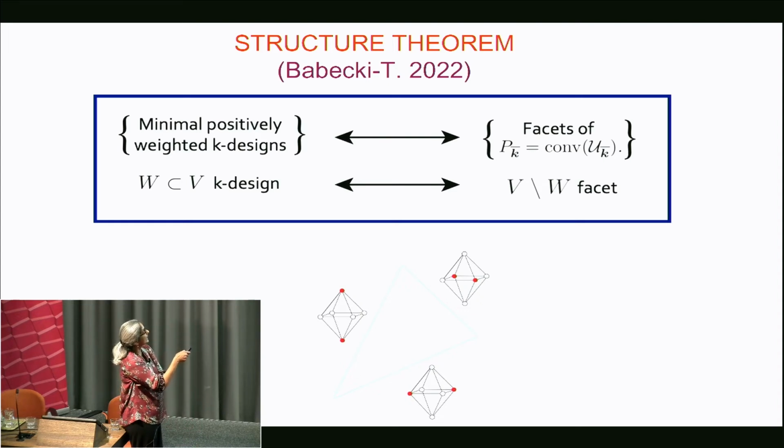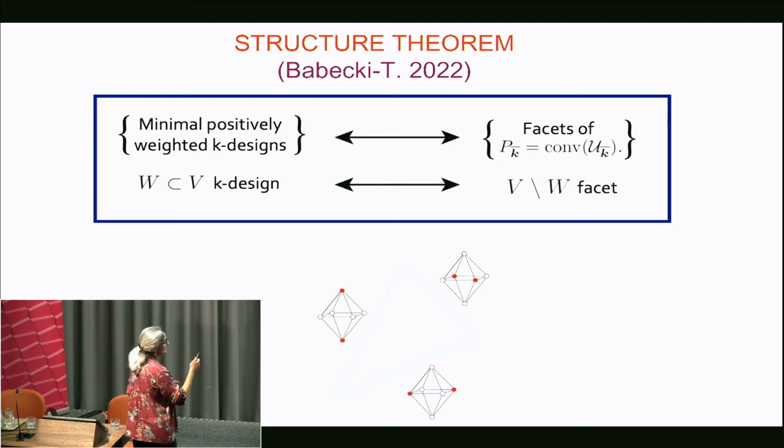So we proved that the minimal positively weighted K designs, and from now on I'll mostly only talk about positively weighted designs, where minimal means minimal by inclusion, are in bijection with the facets of a polytope. So there is a polytope you can construct so that the facets contain all these minimal positively weighted designs. And the bijection is sort of complementary. So if you have W, a K design, then V minus W, the complement of W, are the vertices that index the facet, or the indices of the vertices on that facet, okay?